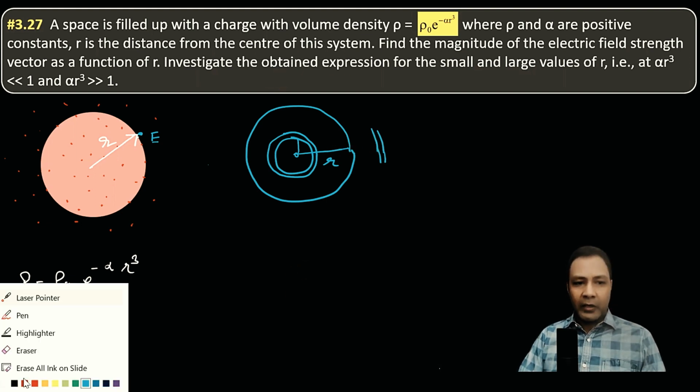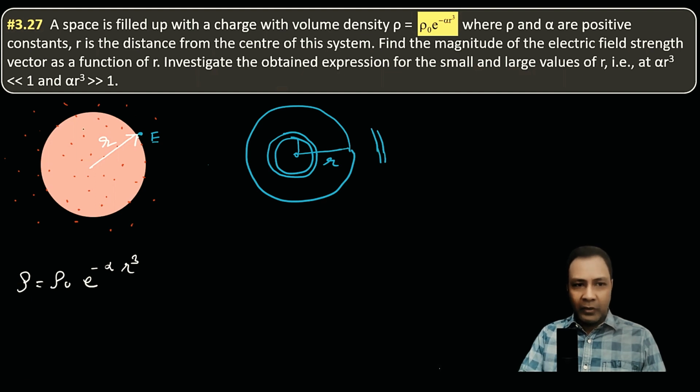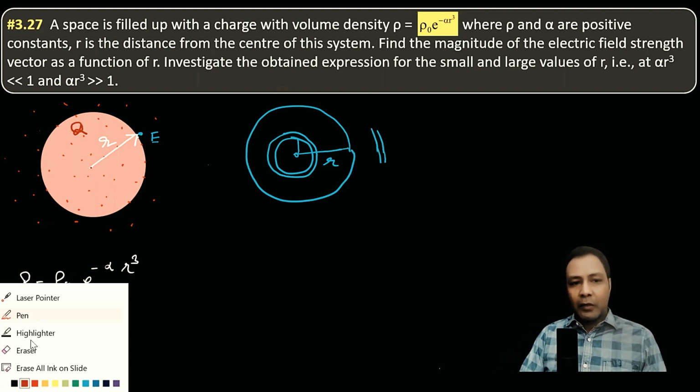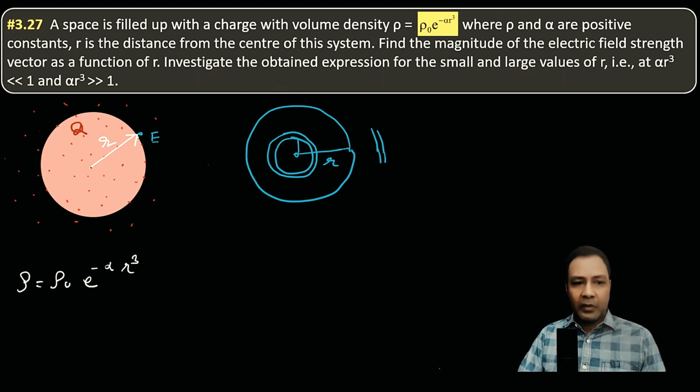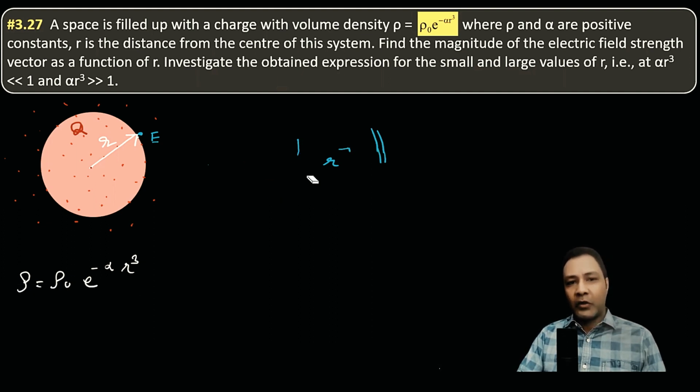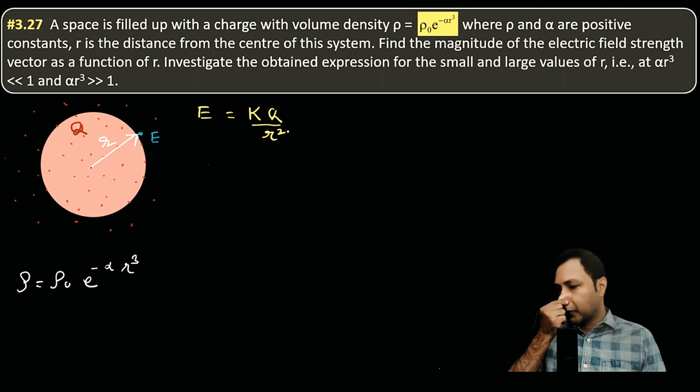So basically, to find the electric field at this point, I need to calculate the total charge within a sphere of radius r, and then put all the charge at the center and apply the formula for the point charge. So my answer is going to be simply E is equal to kQ divided by r square, where Q is the total charge within the sphere of radius r.